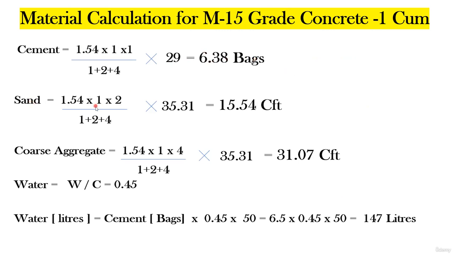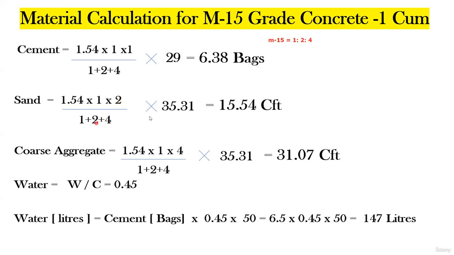Again, sand also is the same thing. 1.54 will remain constant like we have it here. I'll multiply this by 1. Why is it 1? Because I am doing it for 1 cubic meter. Now I'll multiply by 2. What is that? We already wrote it here, no? The ratio of M15 is 1 is to 2 is to 4. Right? So here the 2 is sand. That is why I have taken the sand proportion. Sand proportion is 2. So I'm multiplying by 2.